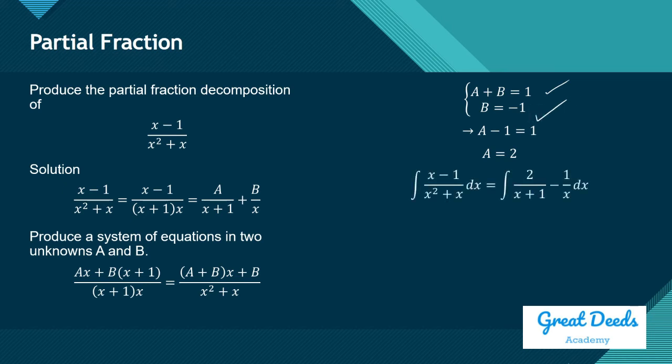And so we will just go back to our original partial fraction decomposition. This integral is equal to the integral of 2 over x plus 1 minus 1 over x dx. 2 and negative 1 are the values of a and b respectively. So it's easy to get the integral of these functions. This is just 2 ln of the absolute value of x plus 1, and this one is just ln of the absolute value of x.